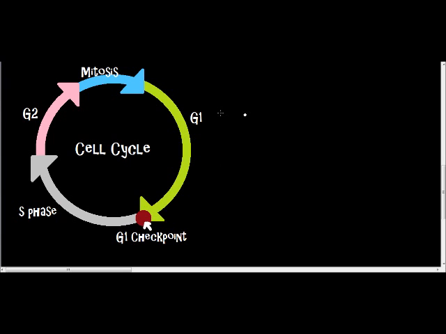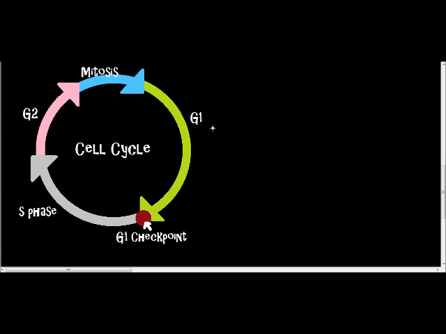The G1 checkpoint comes after the G1 phase, which is the gap 1 phase, where the cell will produce its messenger RNA and the proteins it will need to replicate its DNA in the S phase. G1, S, and G2 comprise the interphase, which is where the cell will spend most of its time.